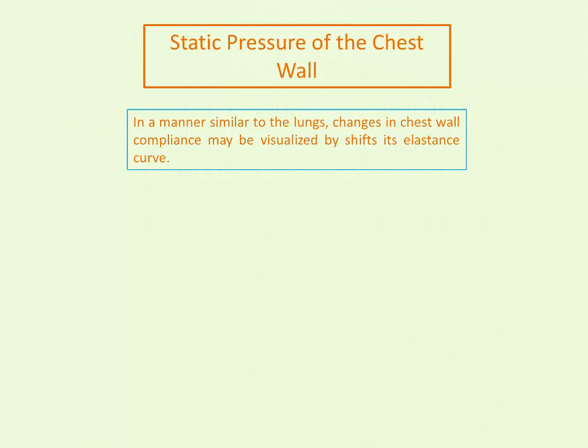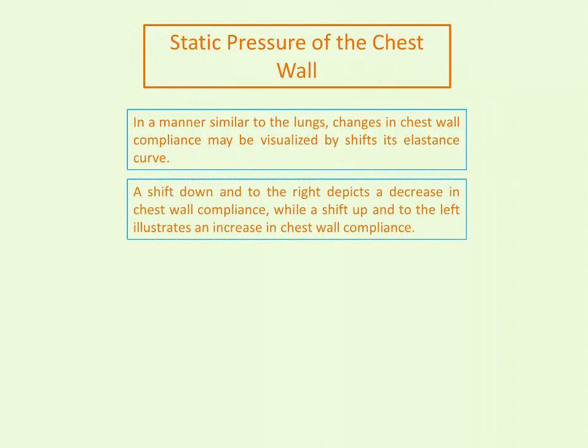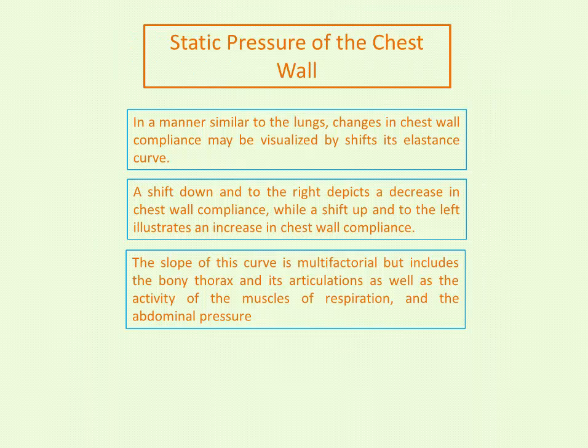So, like the lung, as we saw, the changes in the pulmonary elastance or compliance curve shift up and to the left, down and to the left, or up and to the right. The same thing can be said for the chest wall. The chest wall will shift based on changes in chest wall compliance. So a shift down and to the right of the chest wall compliance curve, or elastance curve, depicts a decrease in chest wall compliance, while a shift up and to the left is an increase in chest wall compliance. Again, it's kind of just the inverse of the pulmonary mechanics.